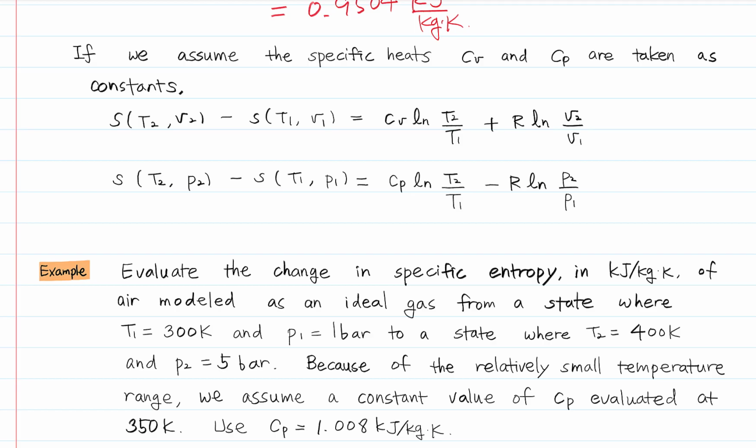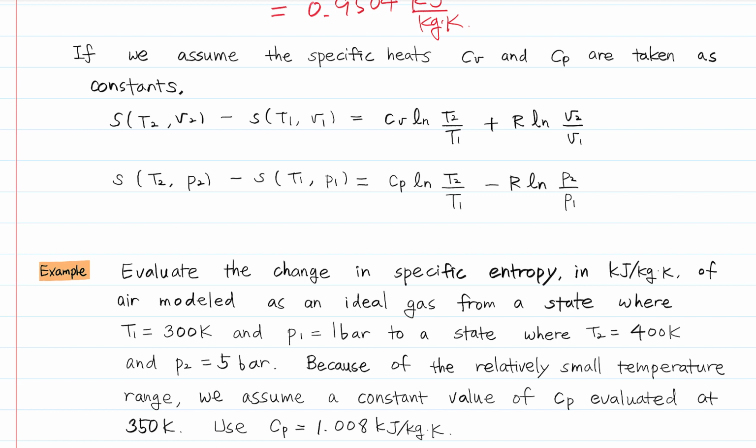The second method is to assume constant specific heat. The specific heat is a function of temperature. We discussed before that the specific heat may be assumed to be constant within a small temperature range. Note that this is an approximation. The first method, using thermodynamic tables, provides a more accurate result.